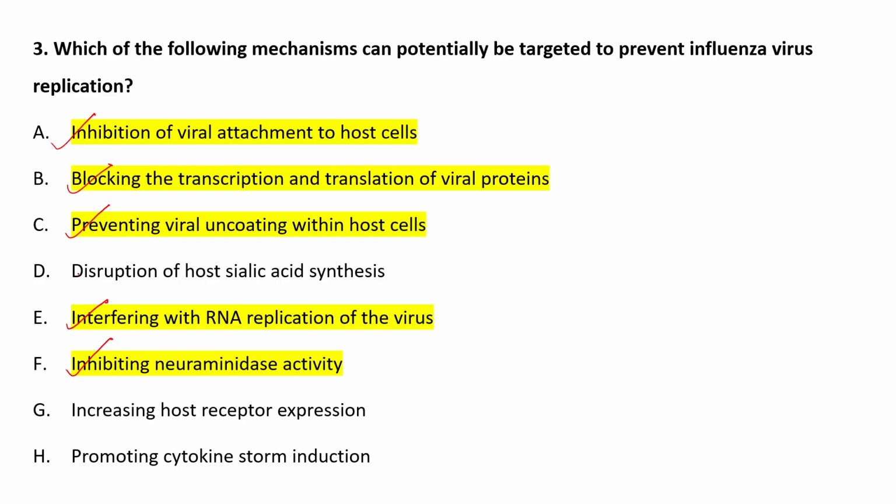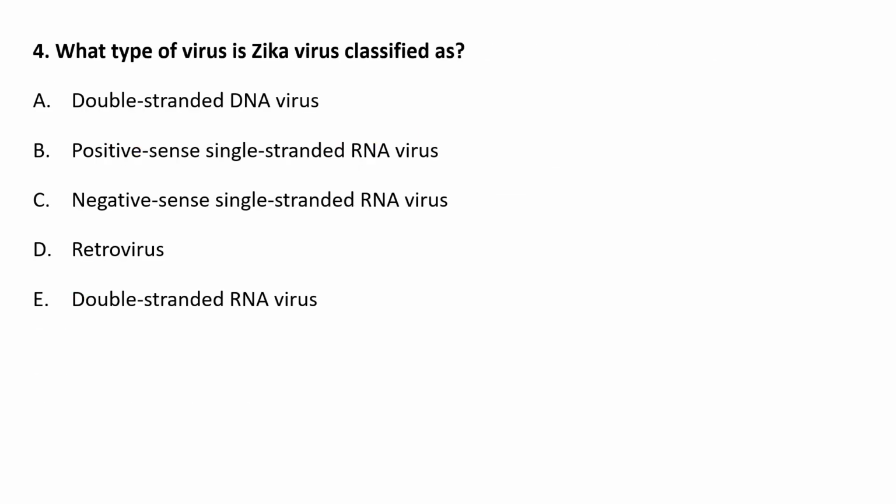But disruption of sialic acid synthesis is not in our control. Increasing host receptor expression is not required. We could decrease the host receptor expression, but that is also not possible. And promoting cytokine storm induction, there is no role of cytokines in this case. So the correct options are these.